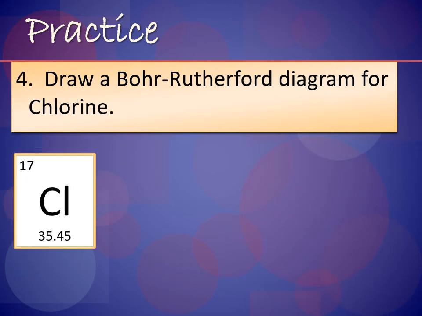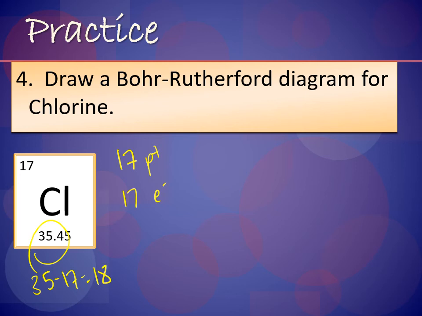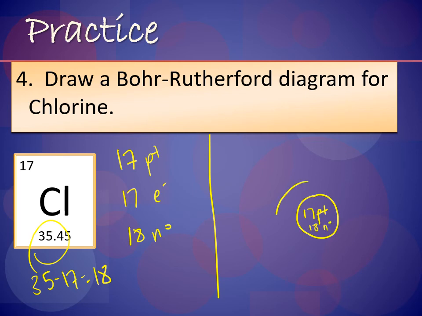Okay, let's try our last example, chlorine. So 17 protons, 17 electrons. This is 35, subtract 17, which is going to give you 18. So 18 neutrons. Now, inside my nucleus, I'm going to write 17 protons, and I'm going to write 18 neutrons. It's really important that you put the protons and neutrons in. I will not mark it correct if it's not there.